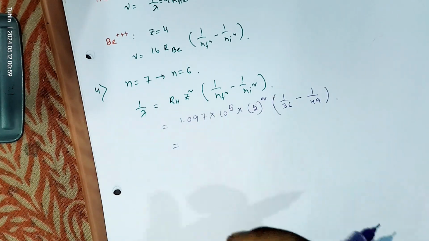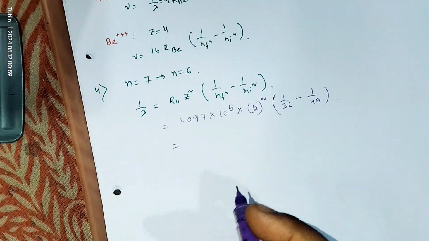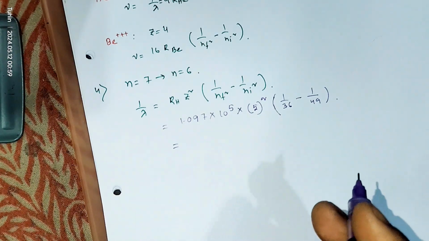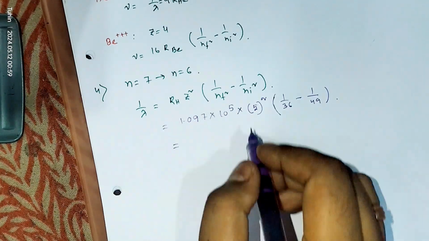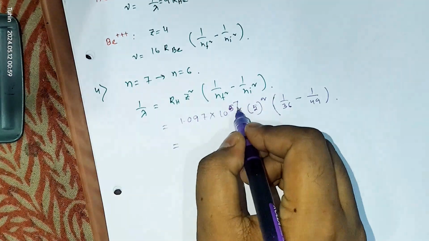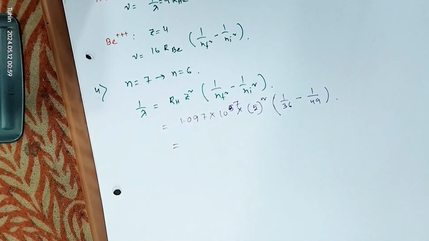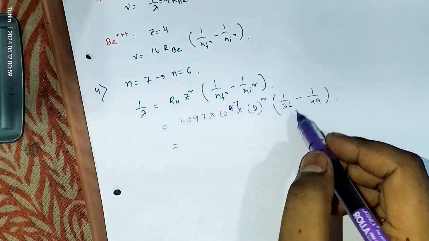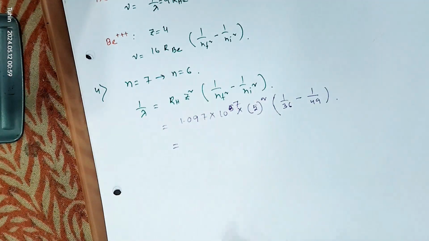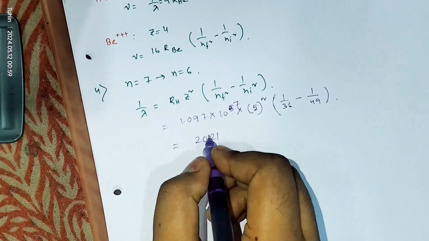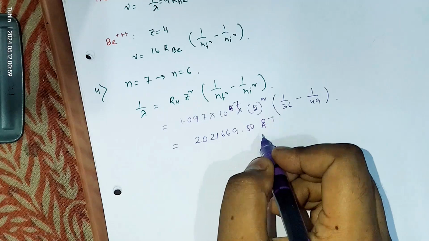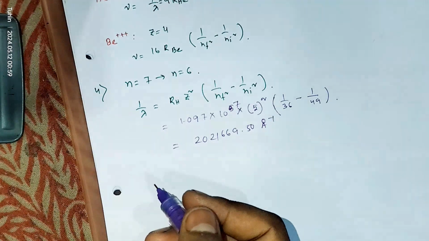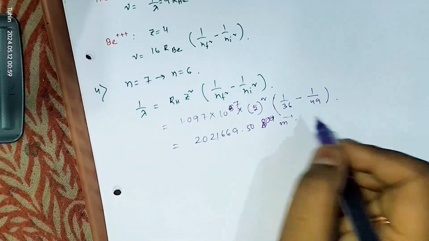Okay, what is given? The Rydberg constant is already given as 1.0973 into 10 to the 5 centimeter inverse. This is given in CGS. If you need to write it in MKS, then you can write it as 10 to the power 7. And the difference between the terms is 13 by 36 into 49. If you use the calculator, then you will get 2021669.50 meter inverse.